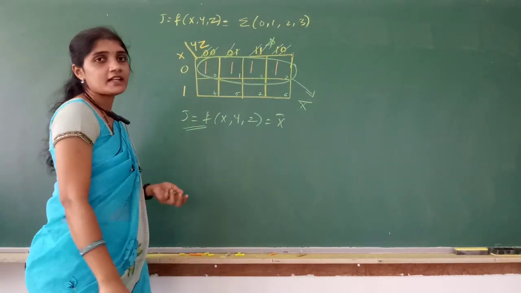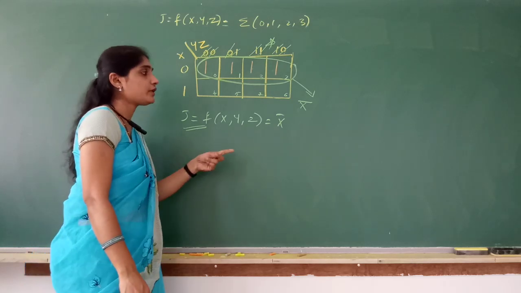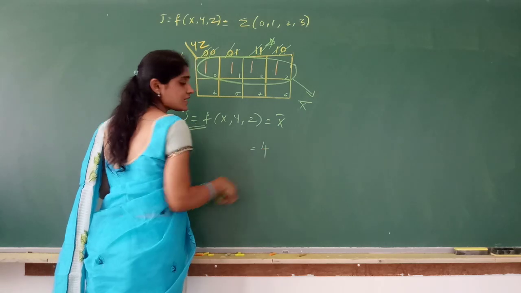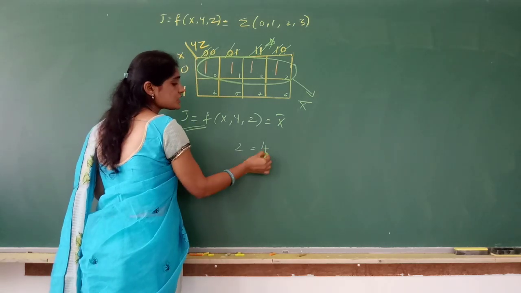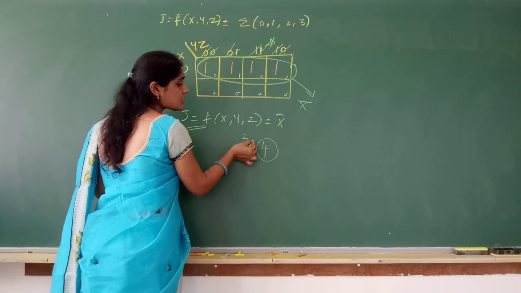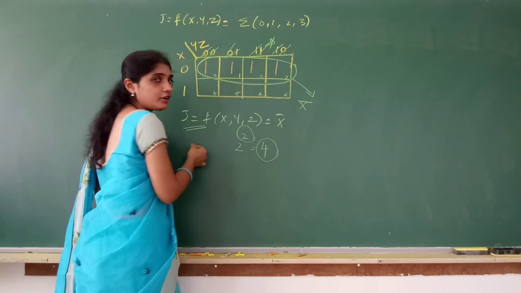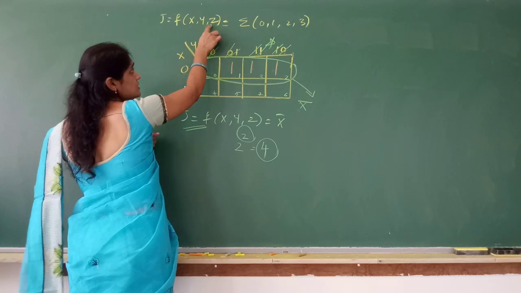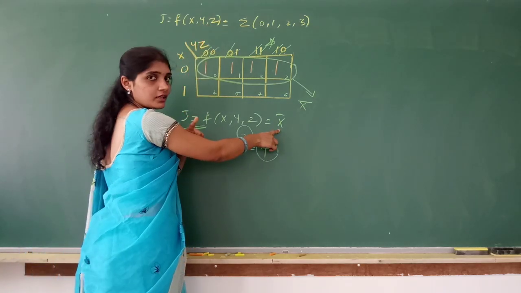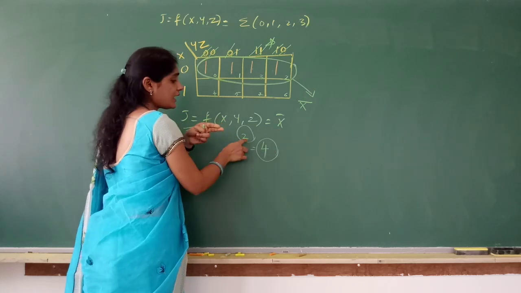So how to check your answer? Again, one more tip to verify your answer. How many cells have we grouped? 4 cells. 2 power what is 4? 2 power 2 is 4. So if we have grouped 4 cells, how many variables should be eliminated? 2 variables. How many variables did we have? 3 variables. How many variables have I got? 1. That means the remaining 2 variables are eliminated.